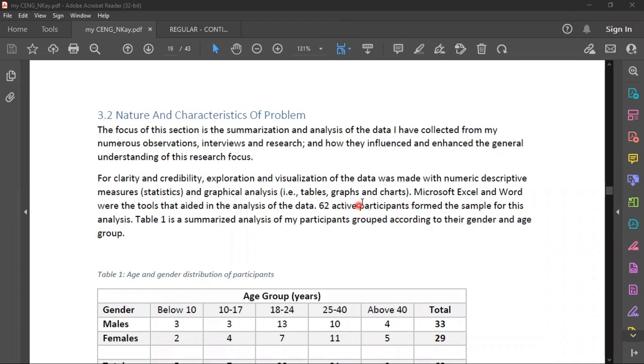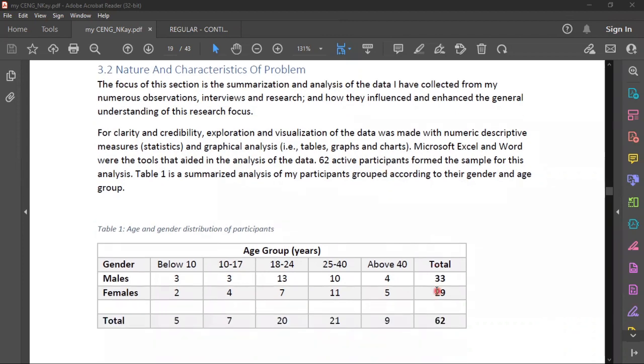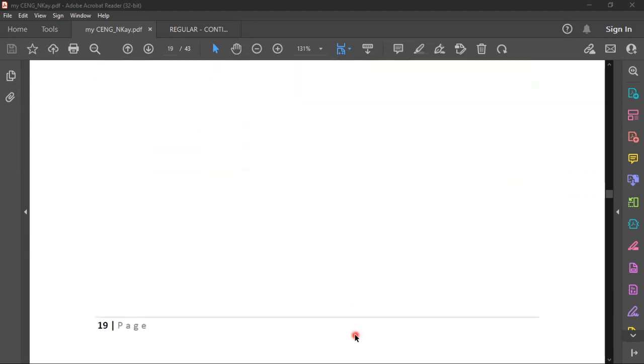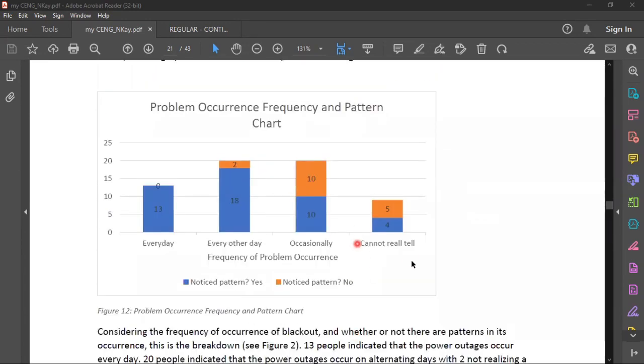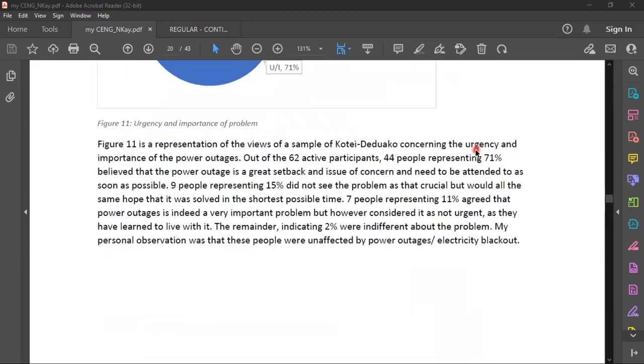So here, you could see that he mentioned that 62 active participants formed the sample for this analysis. Do you get it? This is a key feature. It's very, very important, because all the tables and charts that we'll be doing should actually sum up to what? 62. So you could see here 62. When we add, we'll be doing some additions, you end up seeing 62 participants or inhabitants of the community. So it's very relevant. He included that as well.